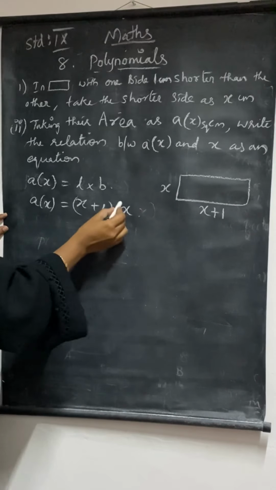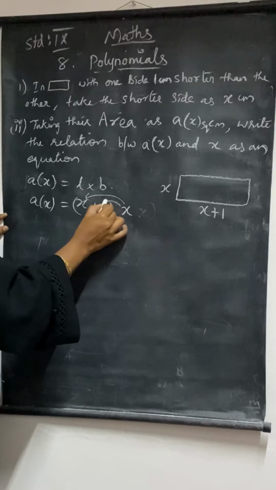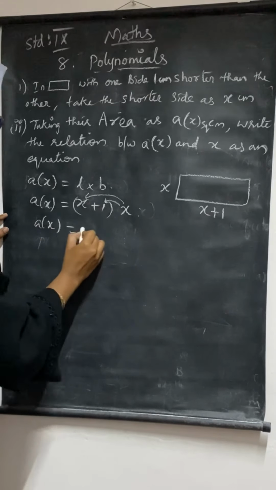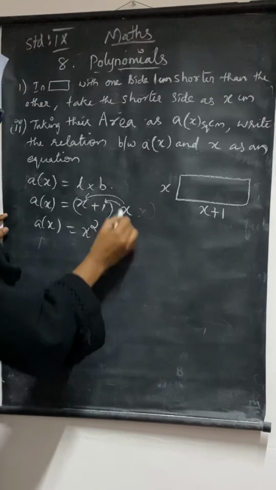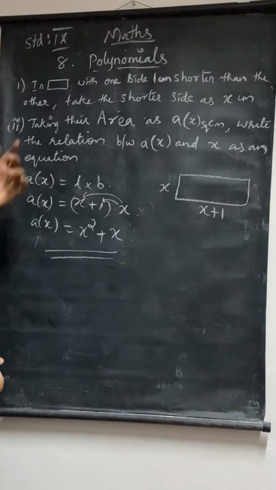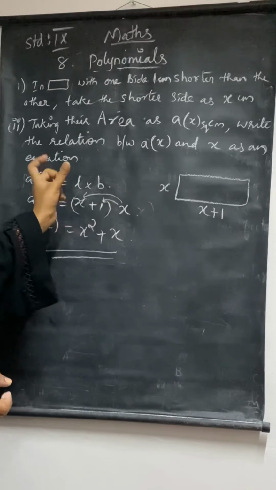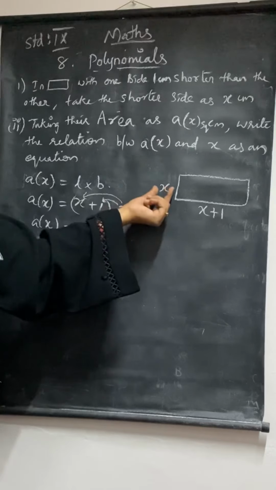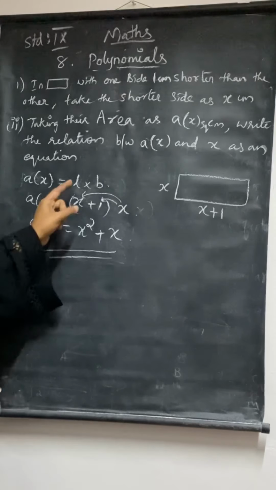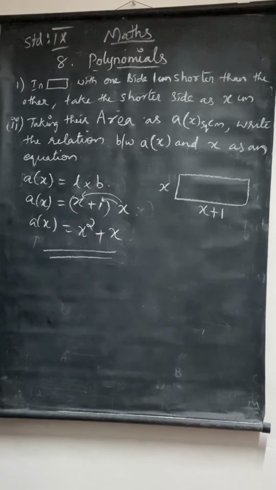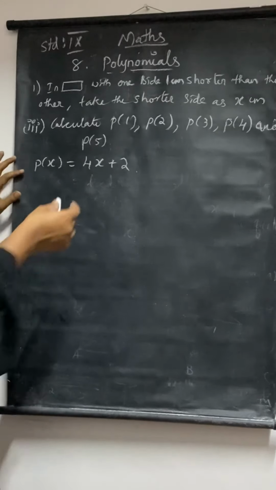So in this case, what you have to do? You have to multiply inside the first number and the second number. So a of x is equal to x into x square plus 1 into x is x. So this is the equation. What they do, area and the x relation you have to do. Area formula you have to put length into breadth, and x is the shorter and x plus 1 is the larger. Length into breadth. Length is this, breadth is this. When you multiply, you will get x square plus x. Third sub question you have.